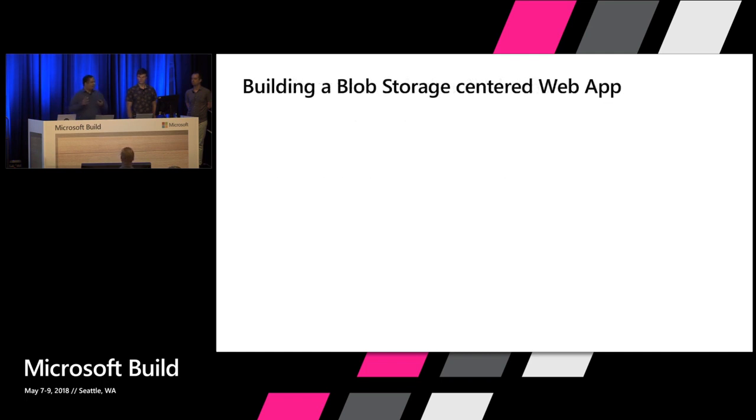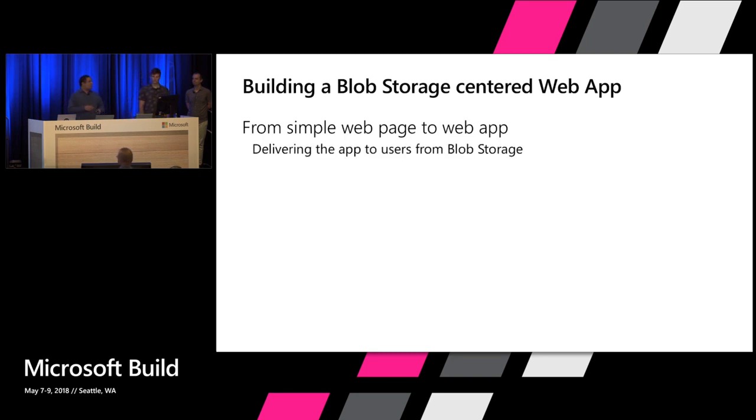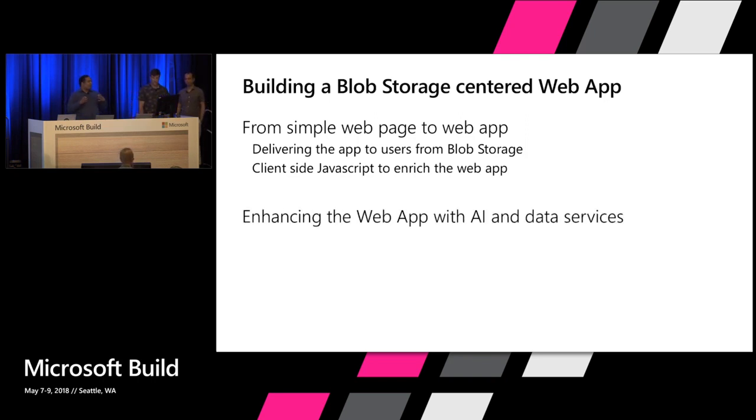So what we're going to do for most of the rest of the talk is start by building a web app. We're going to start with a very simple static web page, build that into what looks more like a web app to you. We're going to deliver that app to your users from blob storage, and we'll talk about the new features we're adding to make that possible. We're going to use the client-side JavaScript SDK for Azure Storage to make that web app a lot nicer. And then we're really going to spend time talking about how we enhance this web app with Azure's AI and data services. So if you were in the Scott Gu keynote this morning, he talked quite a bit about serverless and AI and how we're making that story much better for you as developers, and that really is reflected even in this fundamental data service of blob storage.